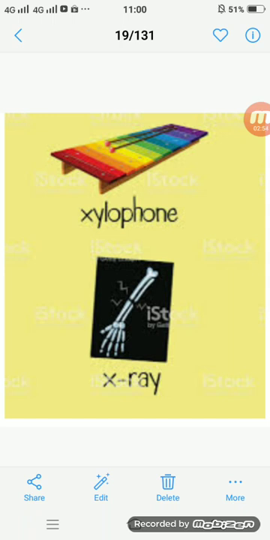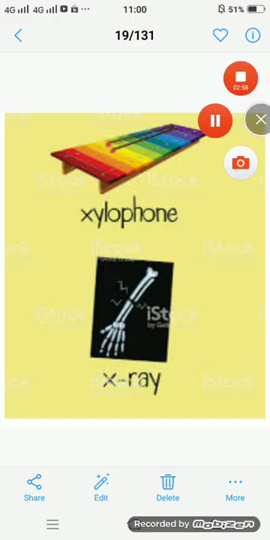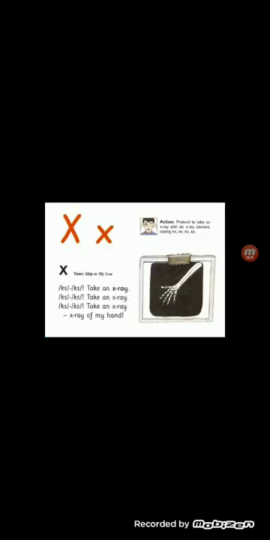Now we are listening to the sound of letter W and X. Take an X-ray.